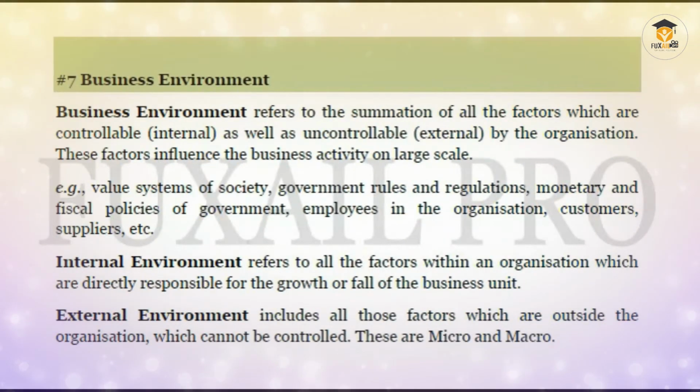Number 7. Business environment. Business environment refers to the summation of all the factors which are controllable, internal, as well as uncontrollable, external, by the organization. These factors influence the business activity on a large scale. Example: value systems of society, government rules and regulations, monetary and fiscal policies of government, employees in the organization, customers, suppliers, etc.